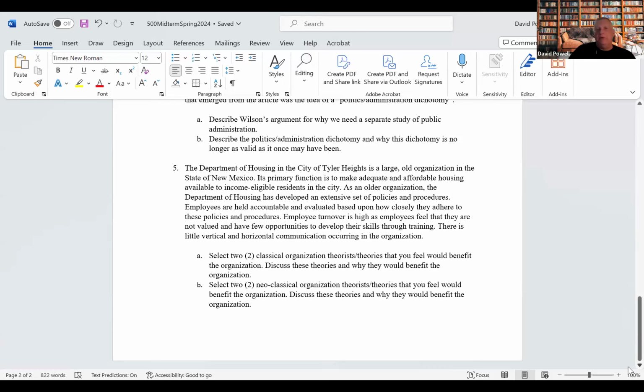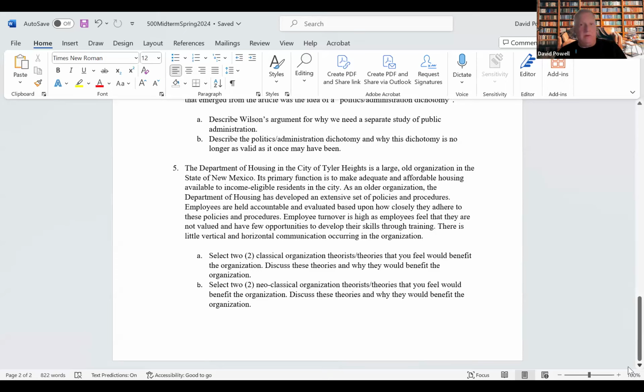And then in 5B, you'll select 2 what we call neoclassical organization theorists. A neoclassical organization theorist is a theorist whose theories developed after the classical period, so they oftentimes developed in response to those classical theories. Theories such as human relations theory, human resource management theory, systems theory, organization culture theory. Those are all the ones we consider to be neoclassical theories that we'll talk about next week.